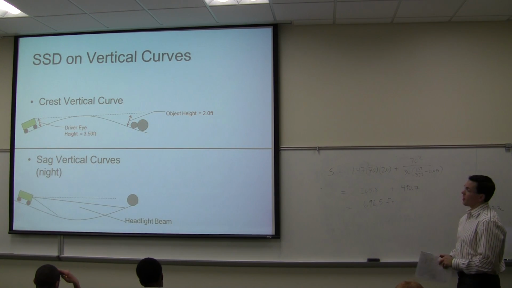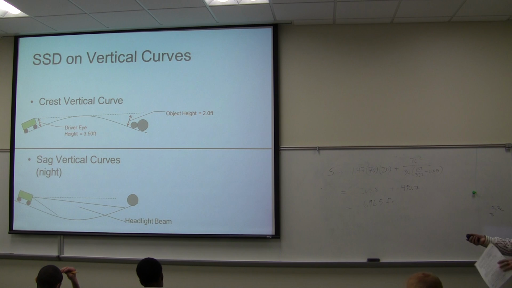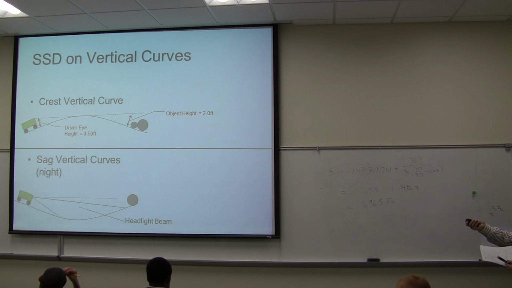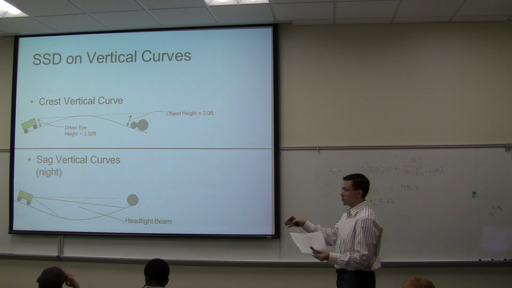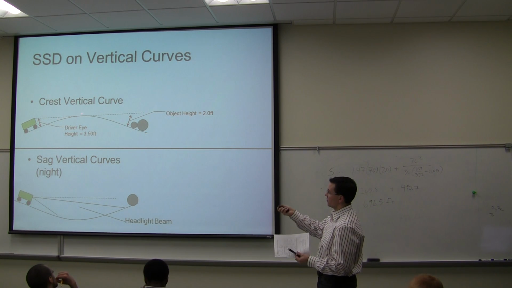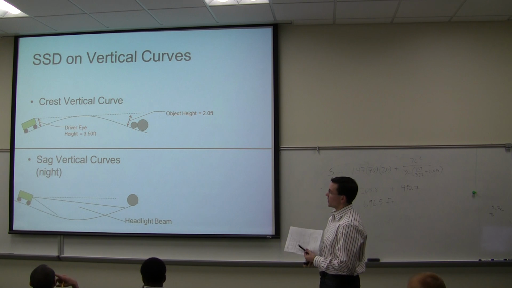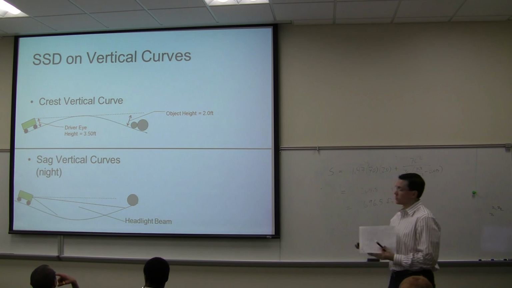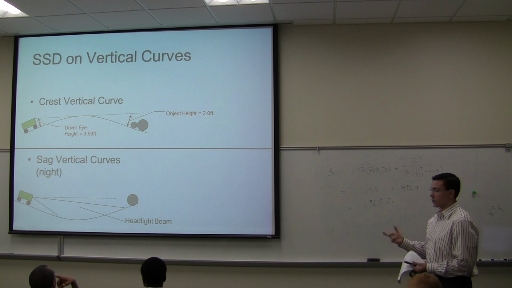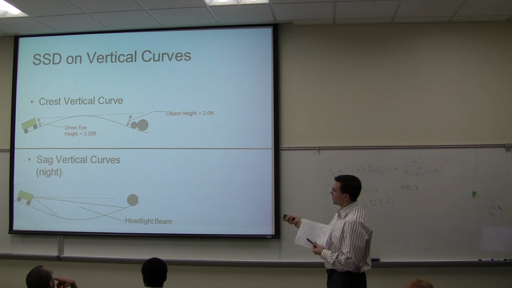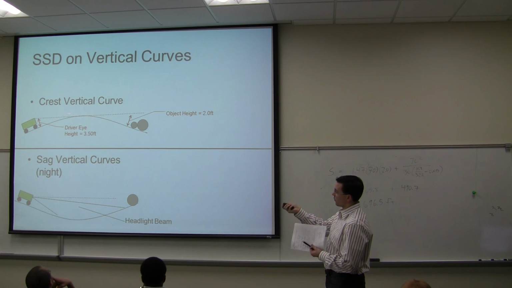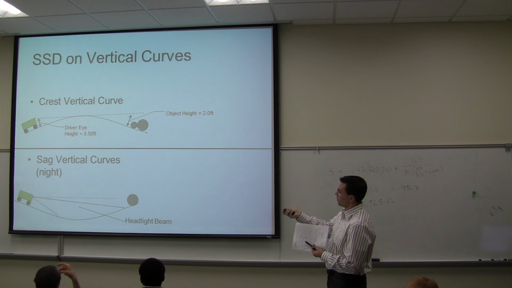So we can apply stopping sight distance on vertical curves where you're looking at designing the actual curve length. Again, the longer the curve length, the flatter that curve's going to be. The shorter the curve length, the sharper that's going to be, and the harder it is to see. So we're always trying to design what's the minimum curve length we can get away with and still provide the necessary stopping sight distance. So that's illustrated for a crest vertical curve. You're trying to see over the hill.